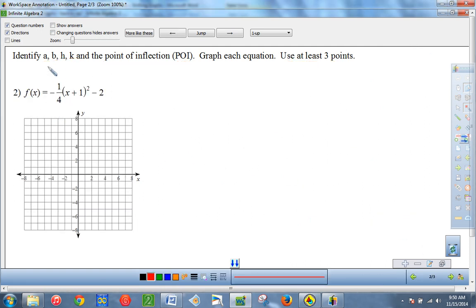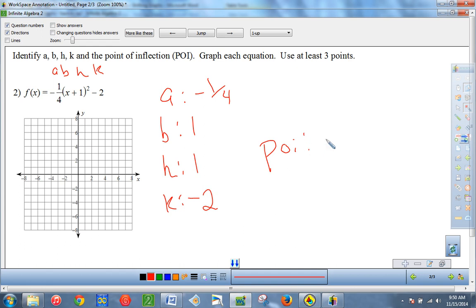Our next one here, we've got A, B, H, and K. B is already 1, so we don't have to factor anything out. We don't have to do anything with that. Okay? A is negative 1/4, B is 1, H is 1, K is negative 2. So, point of inflection, opposite of H and K. So, remember opposite. Alright, so I can plot negative 1 and negative 2.